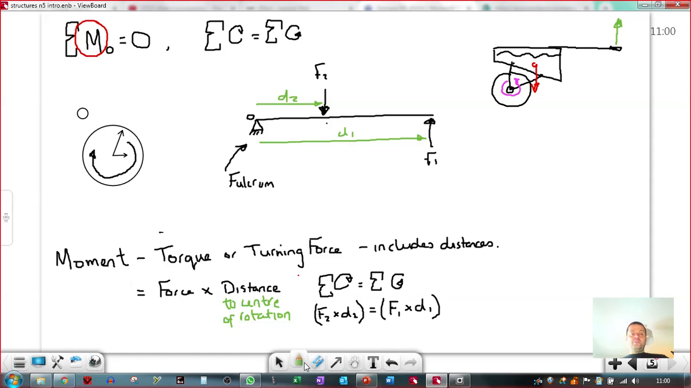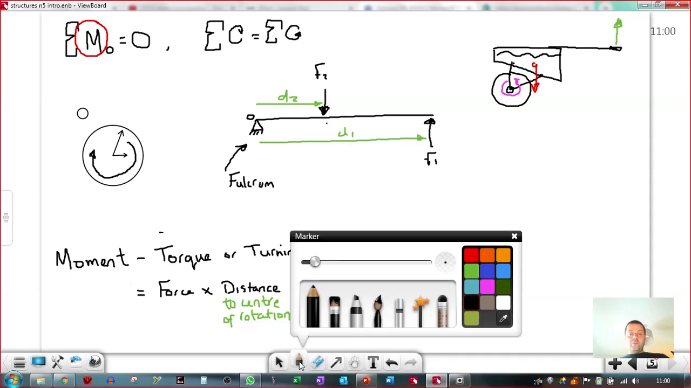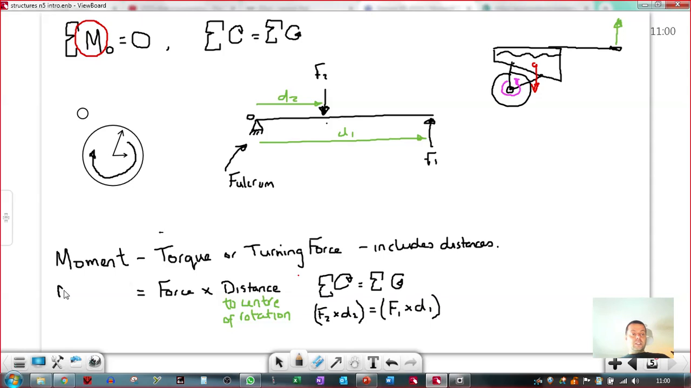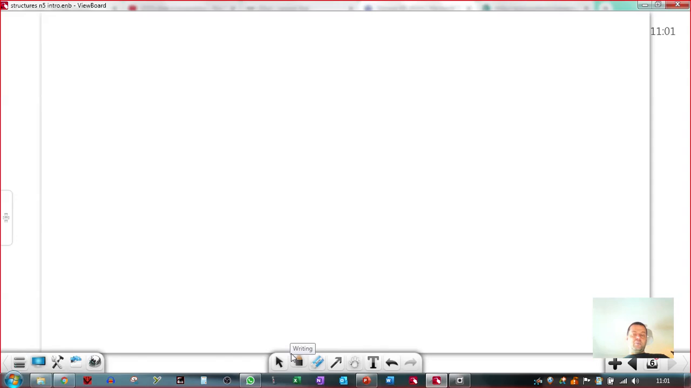Moments can be done on their own. You can calculate a moment, so you can do force times distance, and you put units in at the end of that. The units of moments are the same as the units of torque: Newton meters, or Nm for short. So let's do a really simple moments question. You wouldn't technically maybe be asked this type of question, but let's do it anyway, just so you get used to using the terminology.